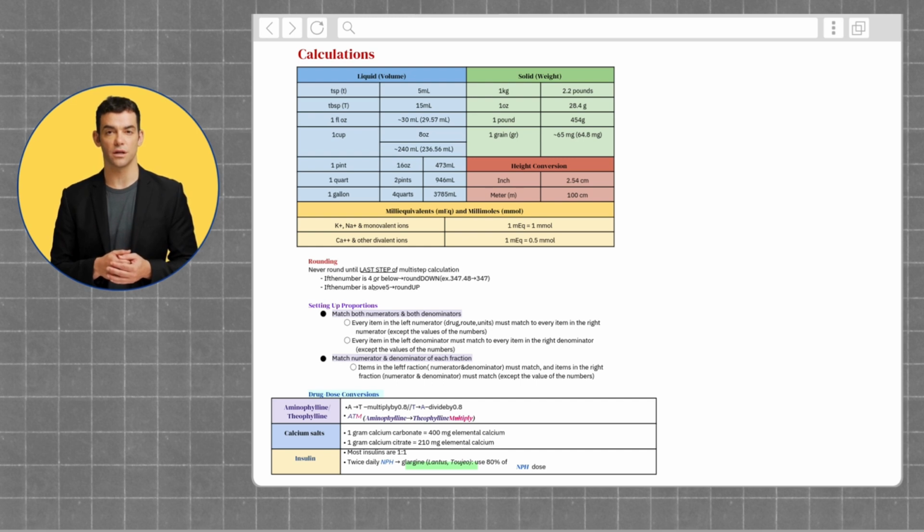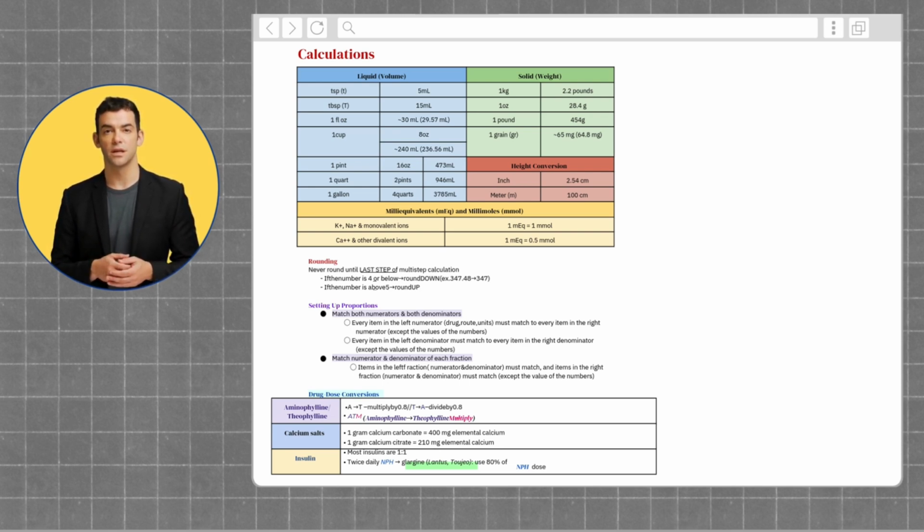We will start off with liquid measurements. 1 teaspoon is equal to 5 milliliters. 1 tablespoon is equal to 15 milliliters. 1 fluid ounce is equal to around 29.57 milliliters, which is rounded up to 30 milliliters. 1 cup is equal to 8 ounces.